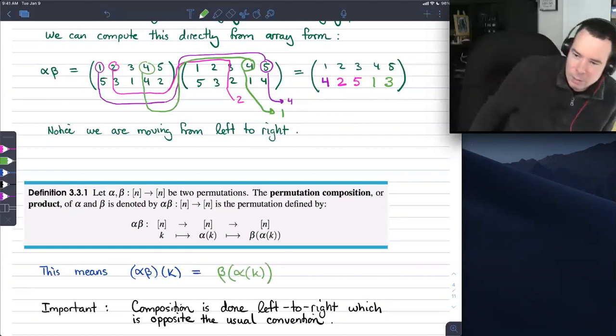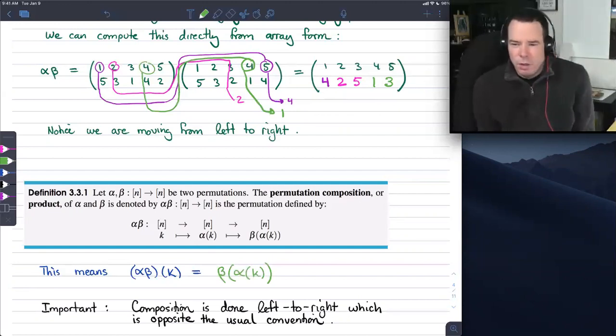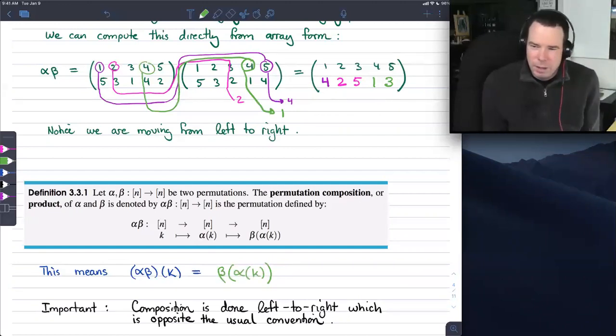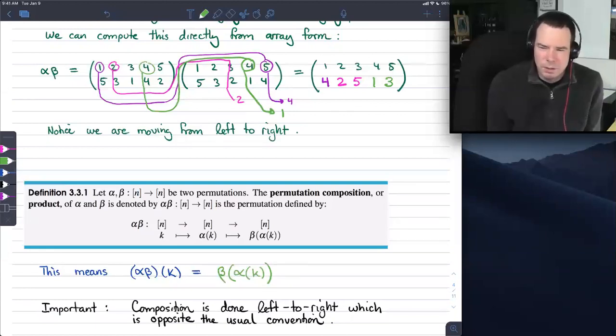So for example, if I wanted to know what 3 goes to in my alpha beta up at the very top there, I first ask, what does alpha do to 3? It takes it to 1. So 1 comes out. And then I look at, what does beta do to 1? What does beta do to alpha of 3, in other words?